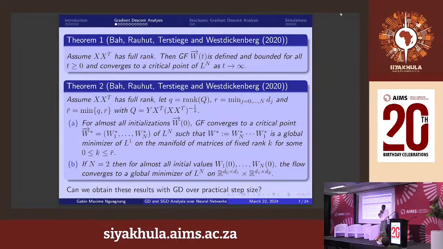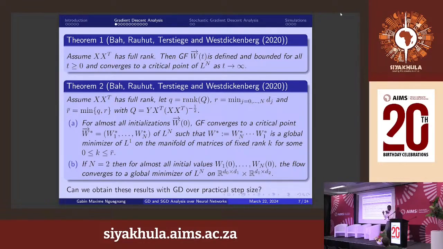But in the case of exactly two layers, we know exactly where gradient flow will obtain the global minimizer. We can say that a priori. But with a deeper network, we can't say it a priori. But the result guarantees that you will reach the global minimizer. And the question is, could we get this with a practical step size?